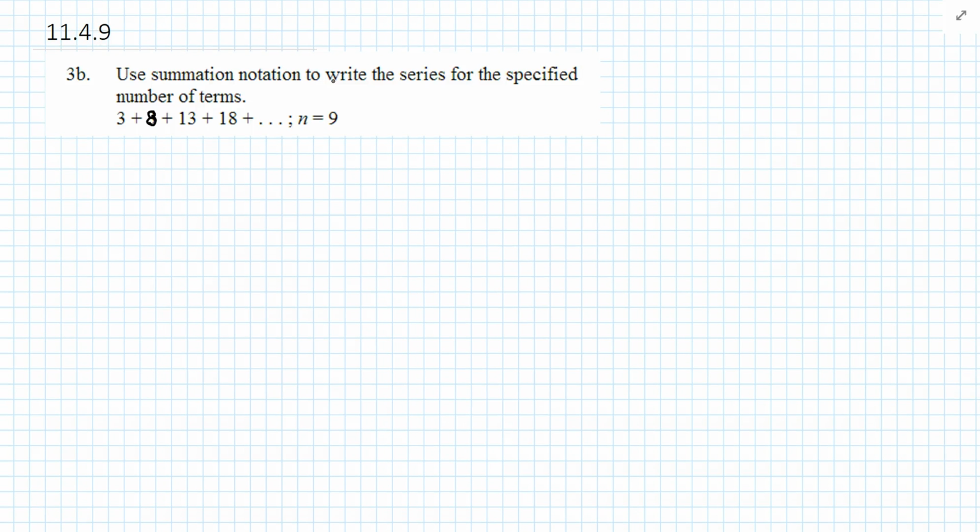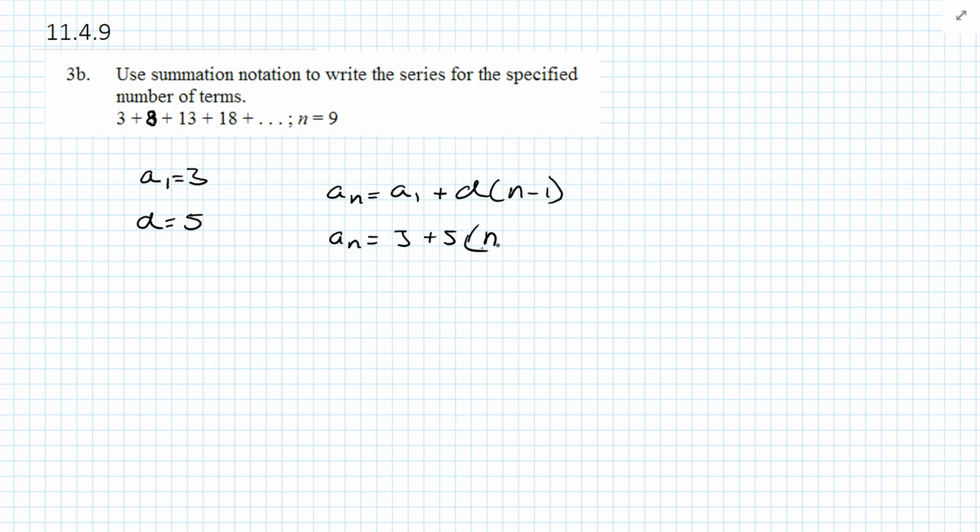Use the summation notation to write the series for the specified numbers of terms. Again, if you're looking at your notes, it should have been 3, 8, 13, 18. So find our explicit formula. Our a of 1 equals 3. Our common difference between all these terms is 5. So a of n is a of 1 plus d times n minus 1. So a of n is 3 plus 5 times n minus 1.